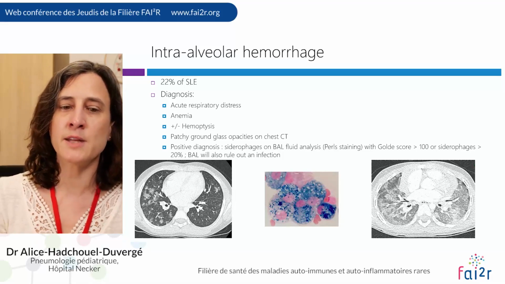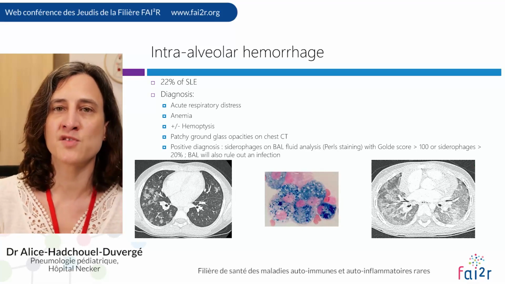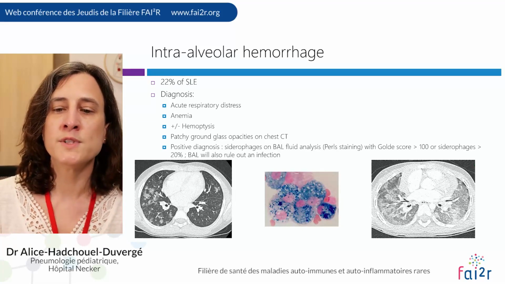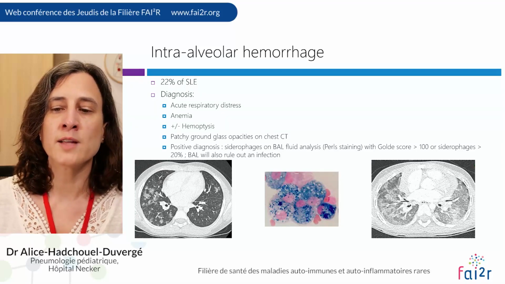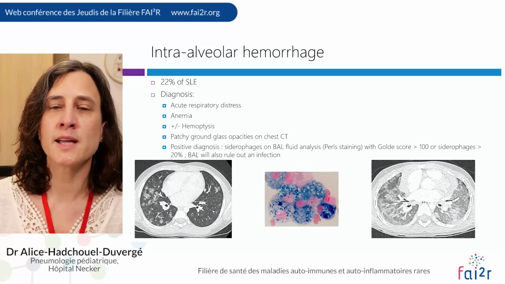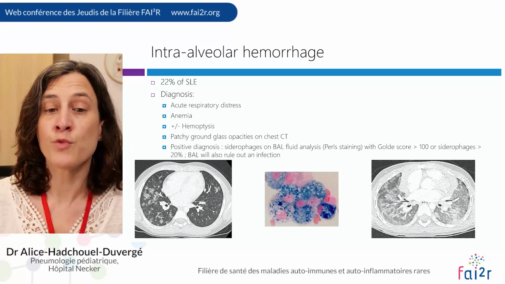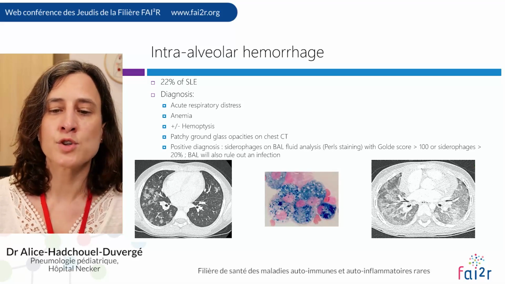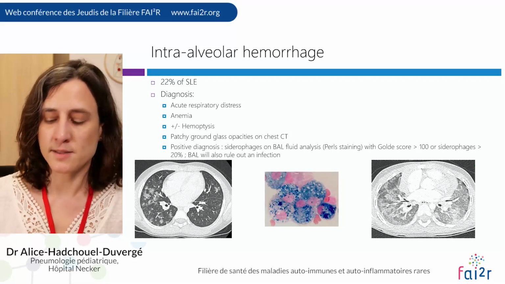The chest CT scan will be very suggestive with patchy granulous opacities, and the positive diagnosis is made on the examination of the bronchoalveolar lavage fluid, which shows a positive Golde score over 100 or more than 20% of siderophages. Siderophages are macrophages that stain positive with the Perls staining, which stains iron, which comes from the destruction of red cells.